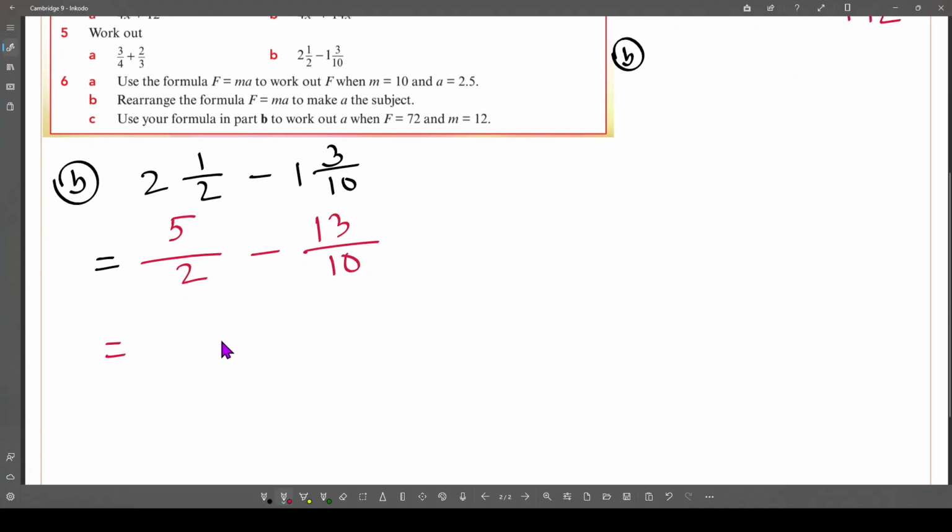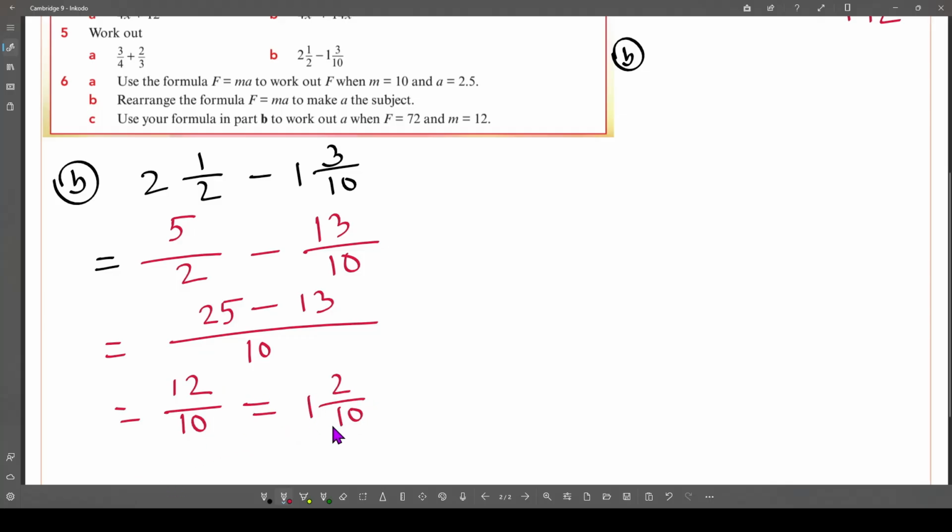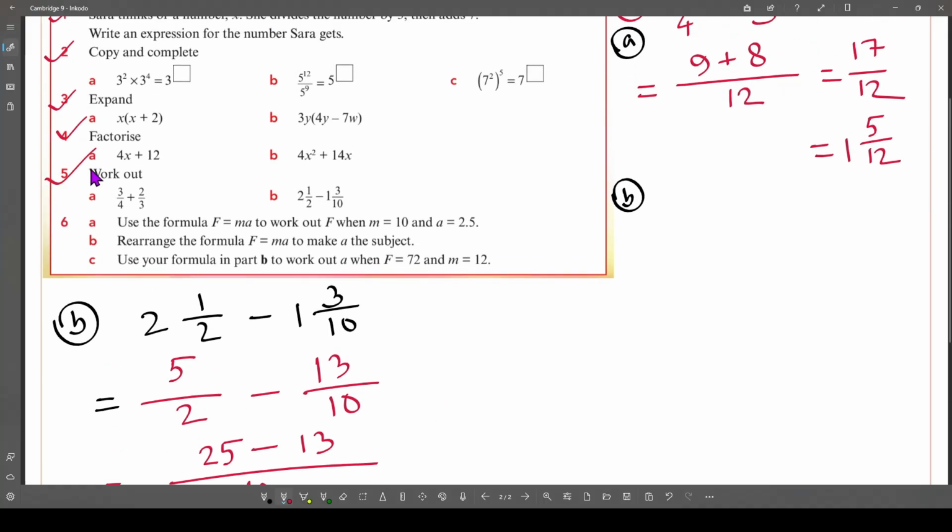So for 2 and 10, the LCM is 10. So 10 divided by 2 is 5, 5 times 5 is 25, minus 10 divided by 10 is 1, 1 times 13 is 13. So 25 minus 13 is 12 divided by 10. This is an improper fraction. We can write this as 1 and 2 by 10, which is a mixed fraction. So both are correct. So number 5 done.